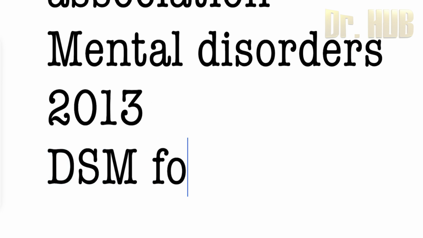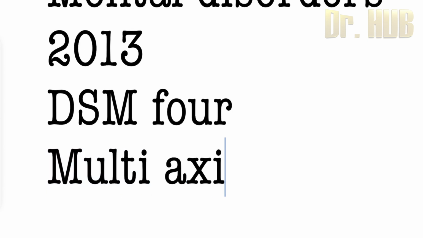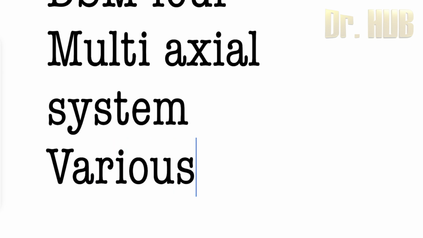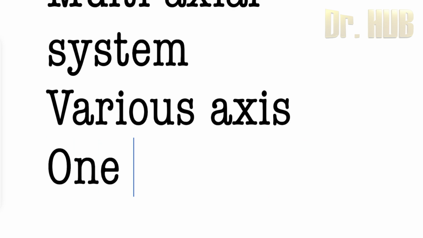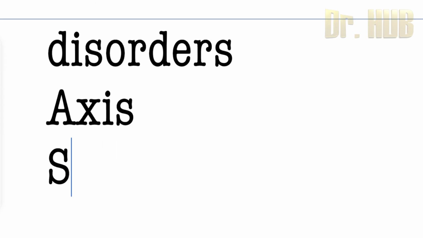Then comes the DSM-4 TR. Here they had a multi-axial system. It describes various psychiatric disorders in various axes. So there is axis 1, 2, 3 and 4. What is axis 1? Axis 1 means psychiatric disorders are put under this axis. An example is schizophrenia.